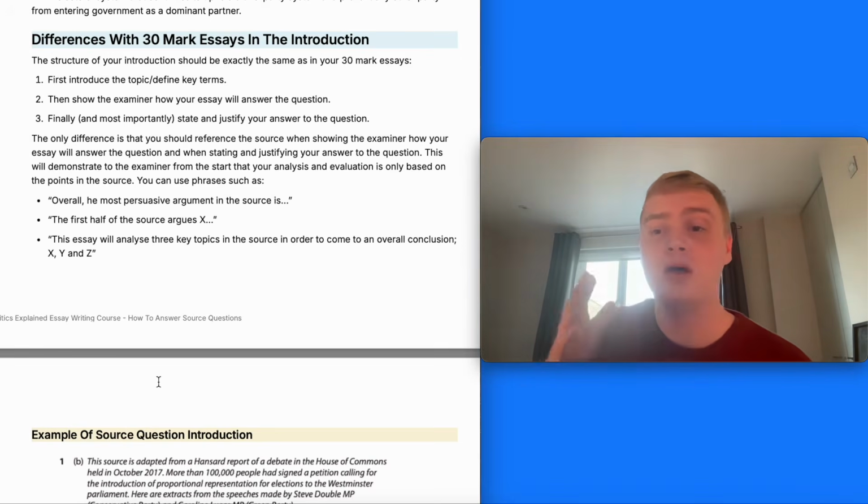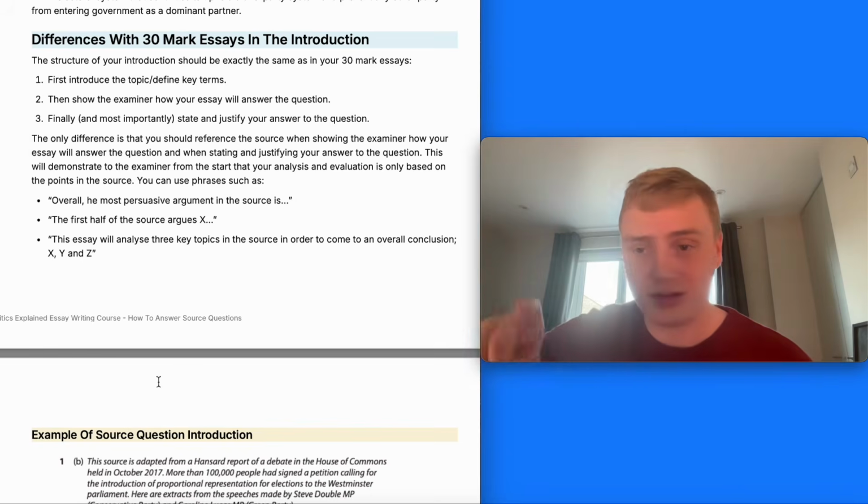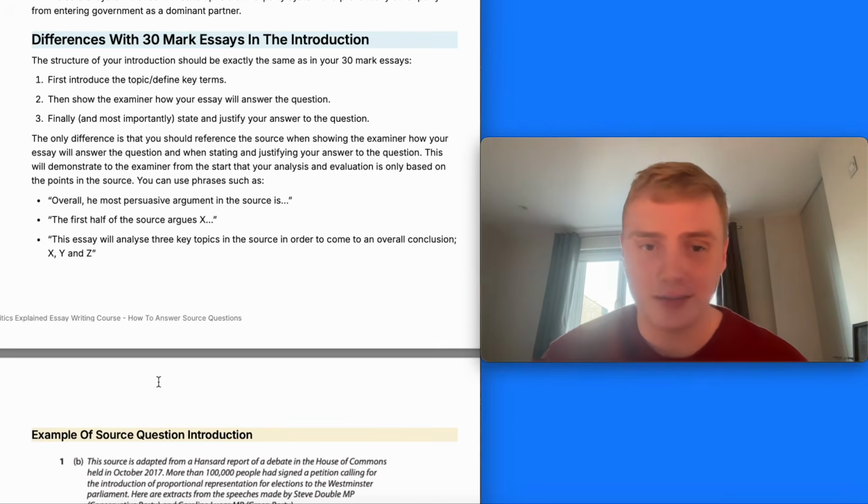That's either by setting out the key themes, so you could have selected 3 themes from the source, if there's 3 themes that come out from matching up the points, or you just say all the points on one side, all the points on the other, and then you state and justify your answer to the question, exactly the same. The only difference is that you should reference the source a bit, so use what we call kind of the language of the source, so mention source, quote a little bit.